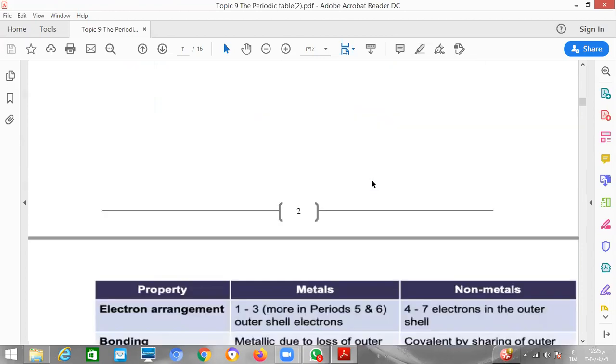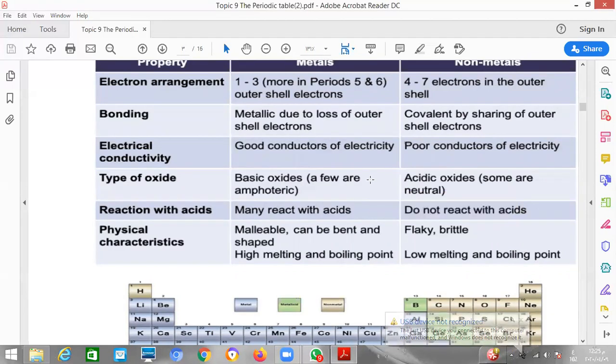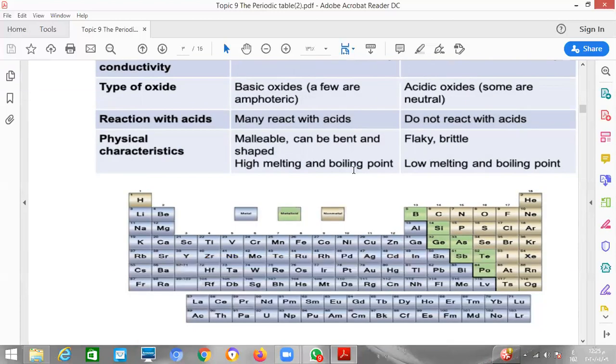About conductivity, which one conducts heat and electricity, metal or non-metal? Metal. Yes, metal. Excellent. Which one is solid, metal or non-metal? Metal. Metal is solid. Yes. Okay.